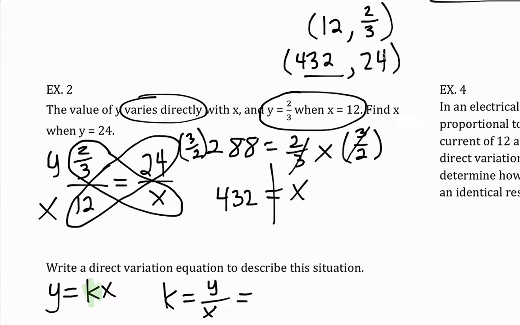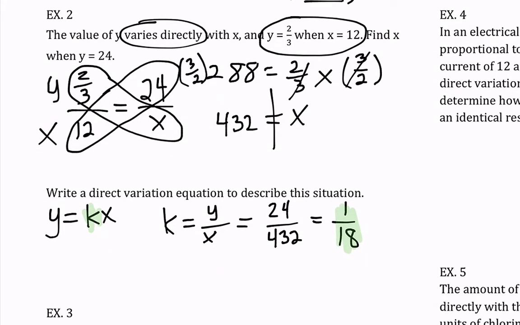So I'm going to take the y, which is 24, and divide it by its x, which is 432. And I'm going to simplify that. 24 divided by 432 simplifies to 1/18. So that is my k. So now I have everything to write the equation. Y equals 1/18x.